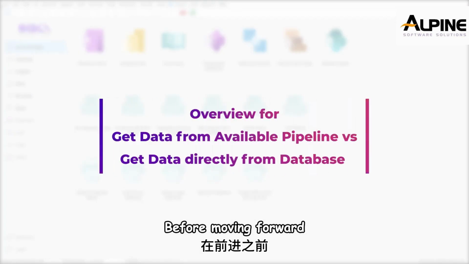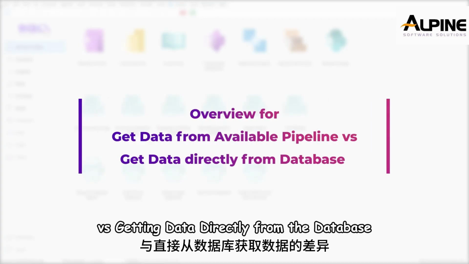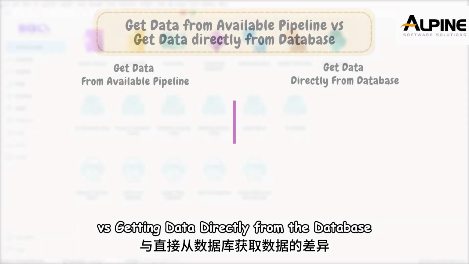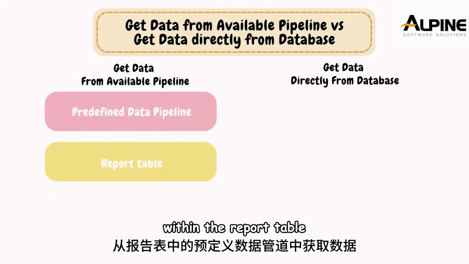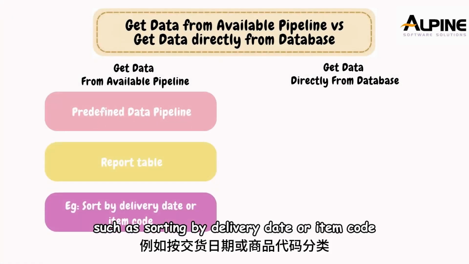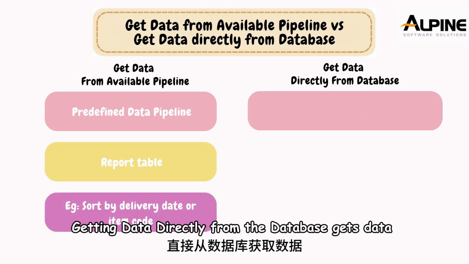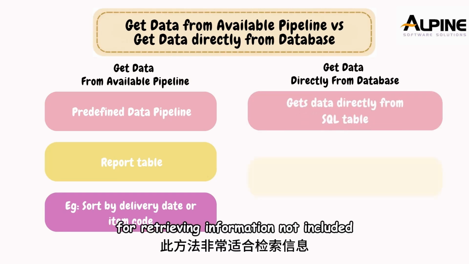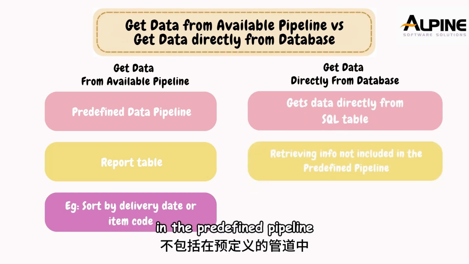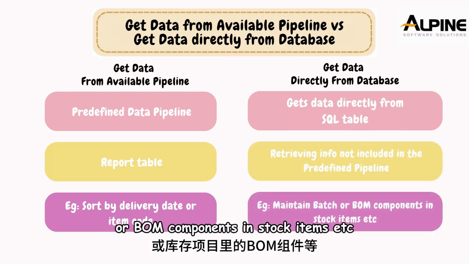Before moving forward, let's quickly review the difference between using the get data from available pipeline versus getting data directly from the database. The available pipeline retrieves data from a predefined data pipeline within the report table, such as sorting by delivery date or item code. In contrast, getting data directly from the database gets data directly from SQL table. This method is ideal for retrieving information not included in the predefined pipeline, such as batch details from maintained batch or BOM components and stock items, etc.